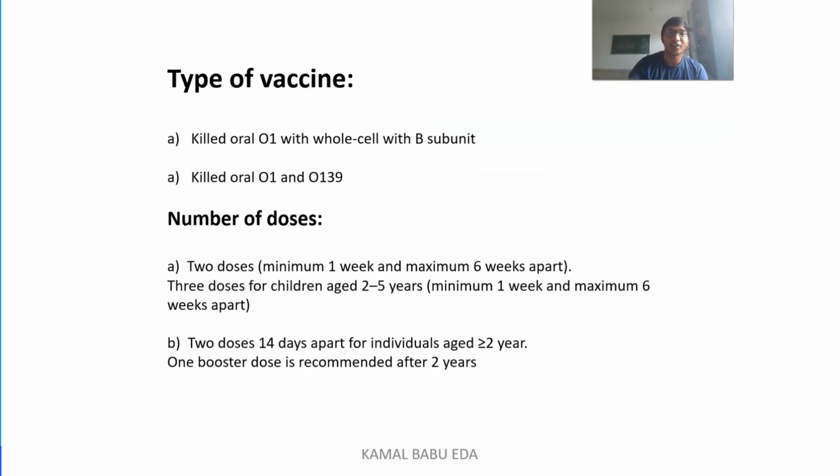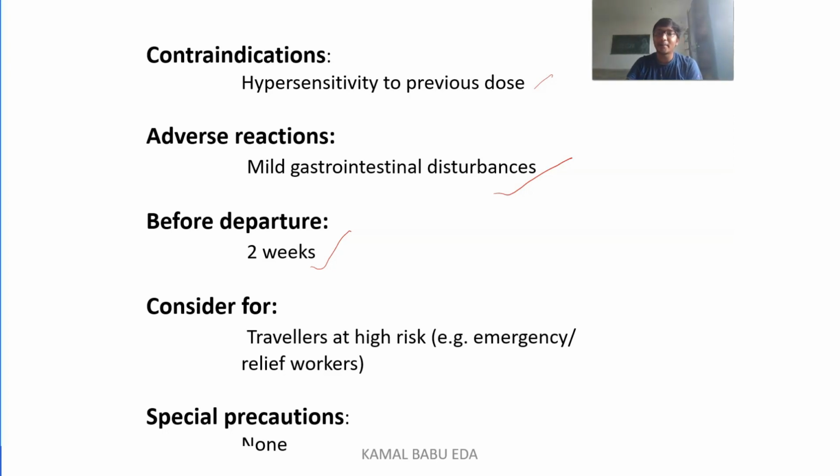Vaccine. Coming to the vaccine, there are mainly two types: killed oral O1 whole cell with B subunit, and killed oral O1 and O139. The number of doses is 2 doses, minimum 1 week and maximum 6 weeks apart, and 3 doses for children aged 2 to 5 years, minimum 1 week and maximum 6 weeks apart, and 2 doses 14 days apart for individuals aged greater than 2 years, and a booster dose is recommended after 2 years. Contraindications are hypersensitivity to a previous dose, and adverse reactions include mild gastrointestinal disturbances.